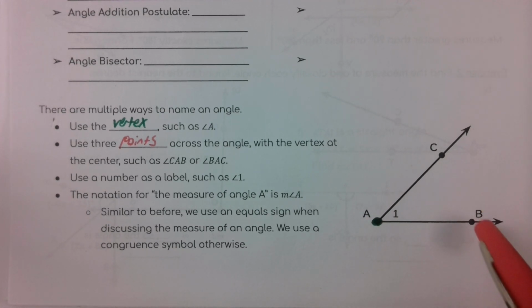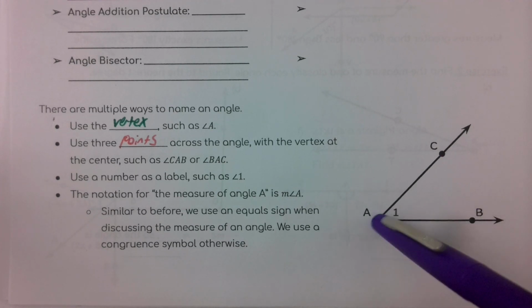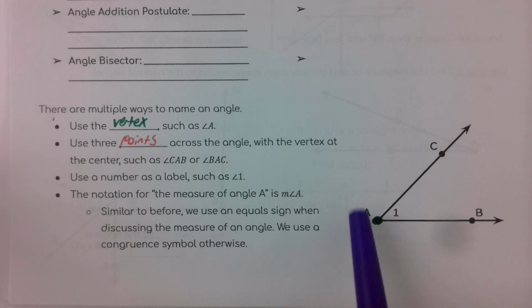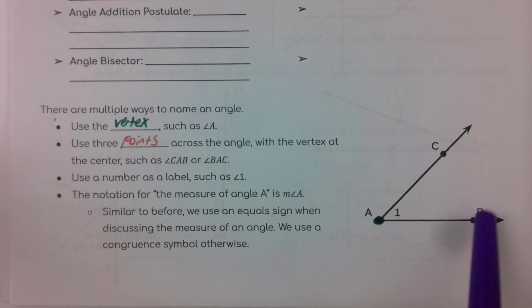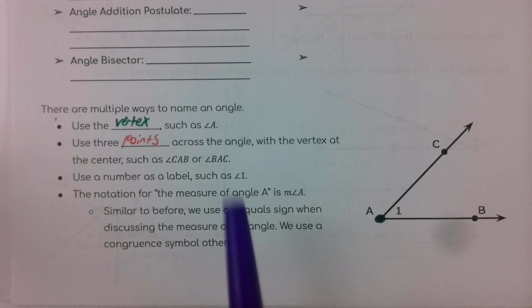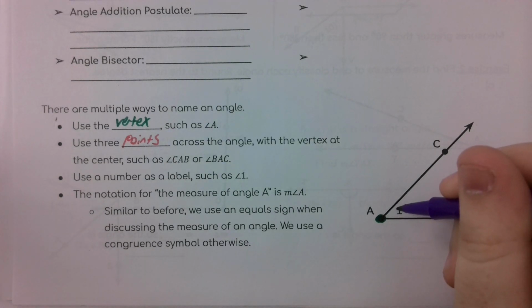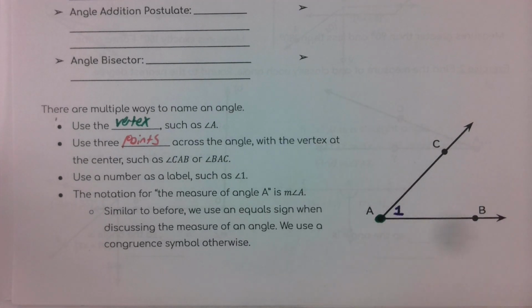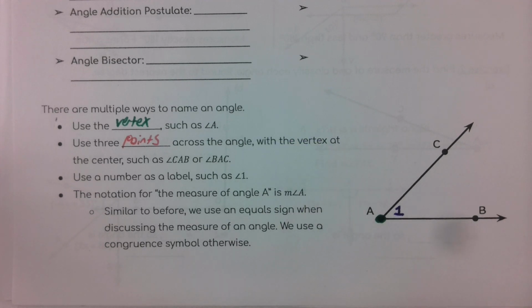I could name it backwards. I could call it BAC because it goes from B to A to C. But I could not call it ABC, for instance, because while the angle goes from A to B, the angle just keeps going in this direction. It doesn't suddenly jump over to point C. So when you're naming an angle, always make the vertex the center of your name. Finally, you could also just give the angle a number. This is much less common, but we'll see it in some examples. So like I gave this angle the number 1. So we can just call this angle 1.